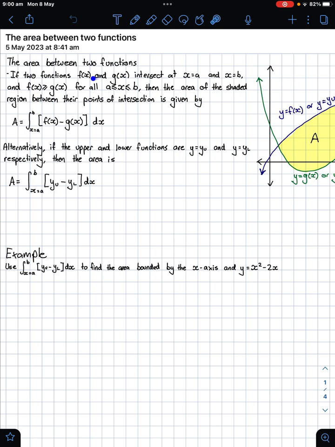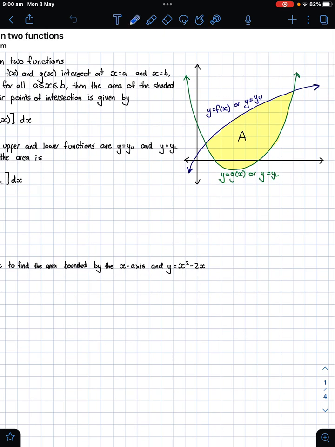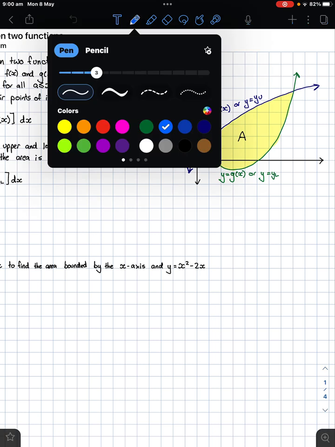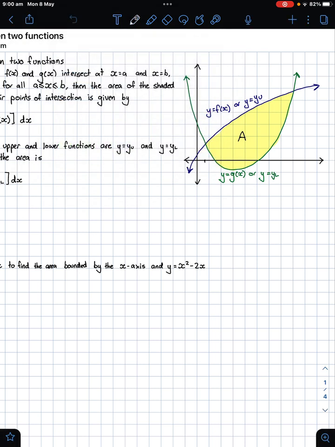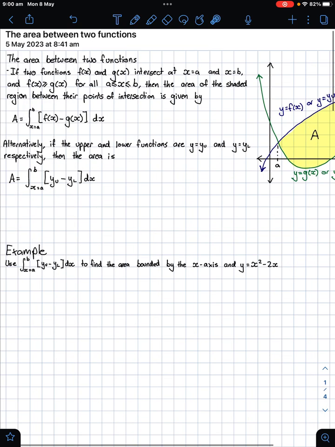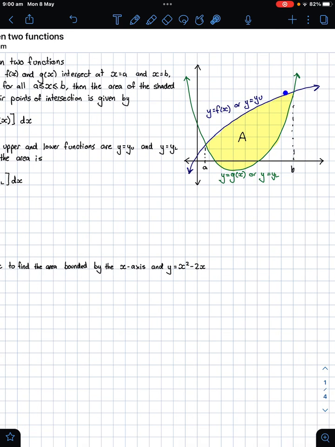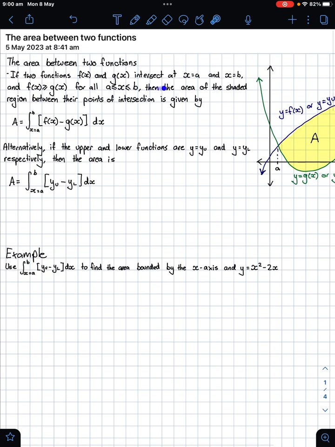definition. If two functions f of x and g of x intersect at x equals a and x equals b, I haven't put this in properly, let's just do it in black. So this value here would be a, and this value here would be b. And f of x is greater than or equal to g of x.